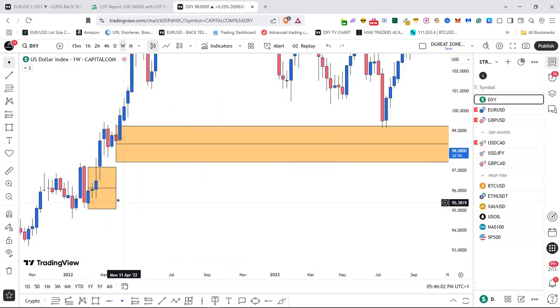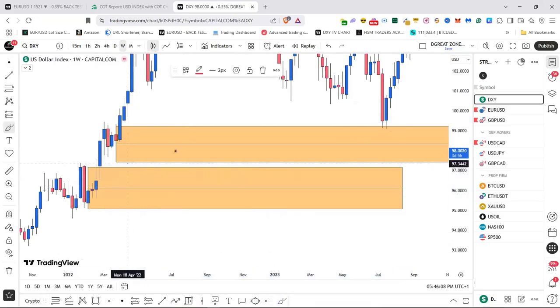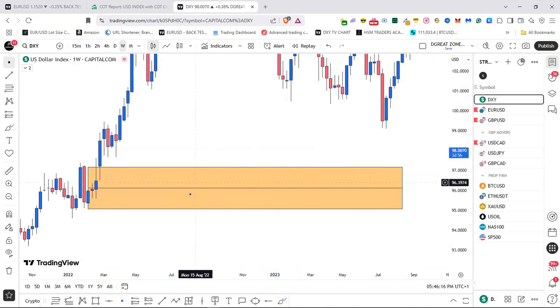Okay, so eventually price is actually going to use this one, this first one, as liquidity. Okay, so since it has been mitigated, I must actually remove it. And then what I'm going to do is use this one.